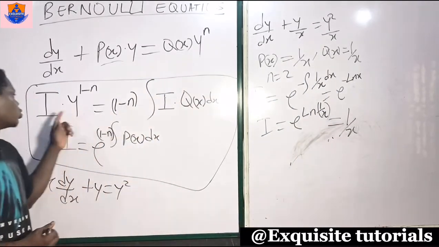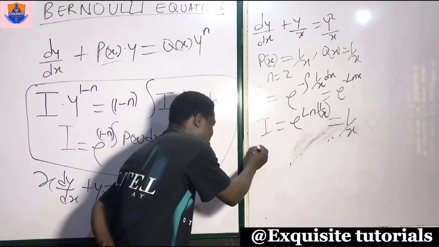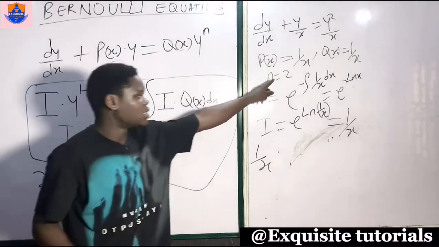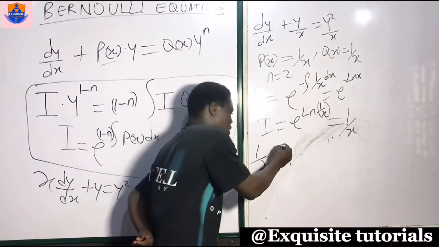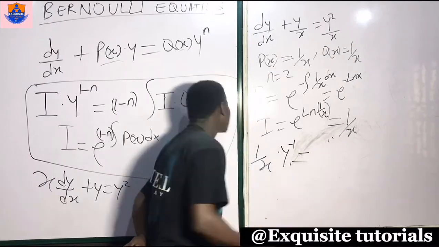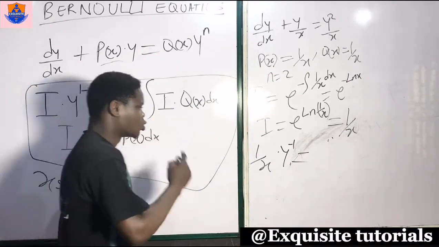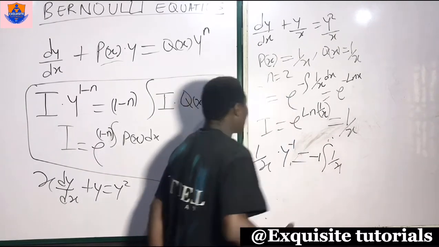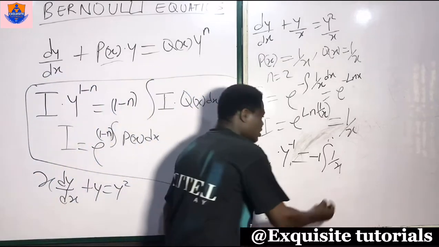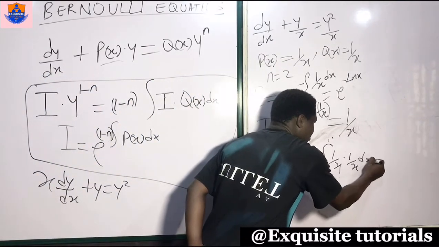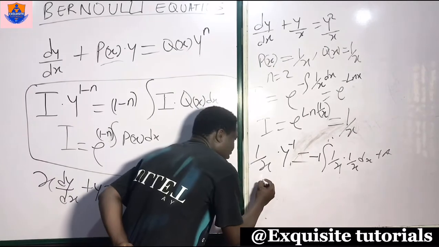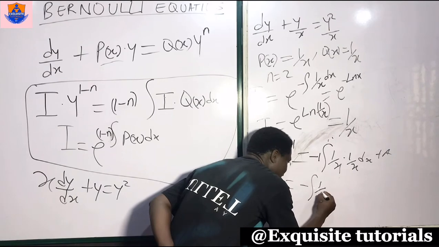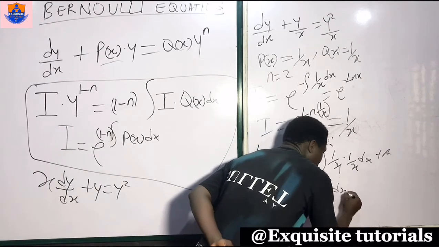So we have the general solution as integrating factor, which is 1 over x, times y raised to power 1 minus 2. Don't forget n is 2, so that's y raised to power minus 1, equals 1 minus 2, which is minus 1, then the integral of 1 over x. Our integrating factor is 1 over x, our q of x is also 1 over x, dx, plus our constant. So we have 1 over xy equals minus integral of 1 over x squared dx plus a.